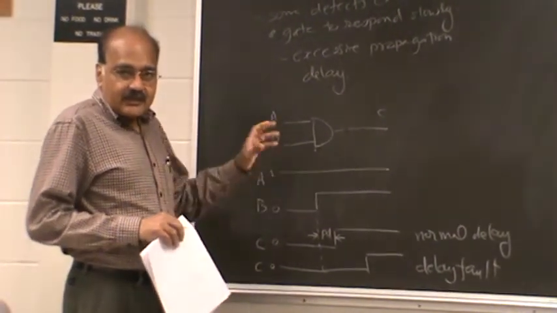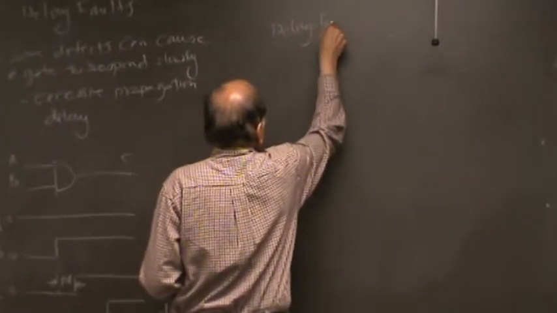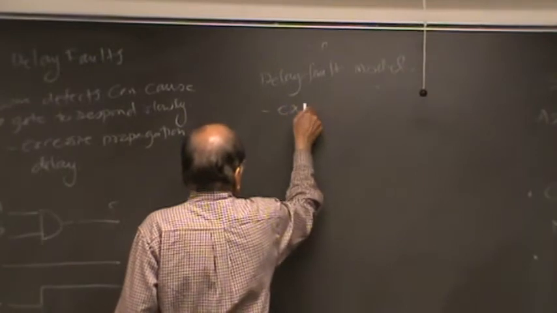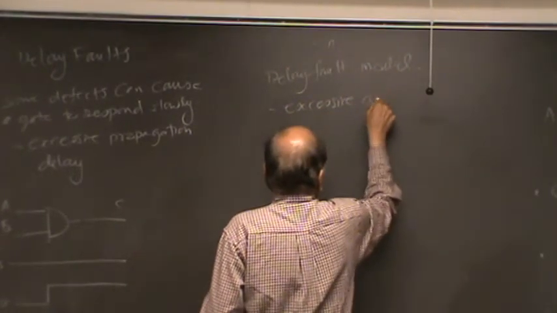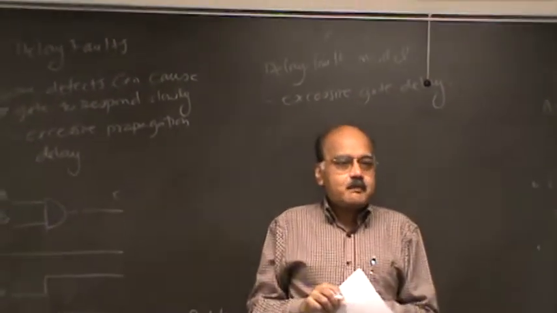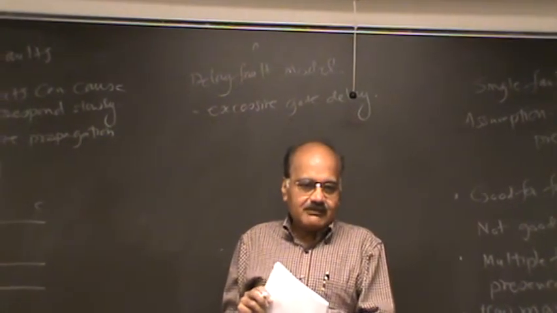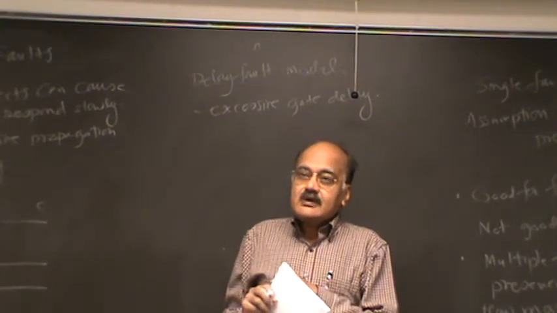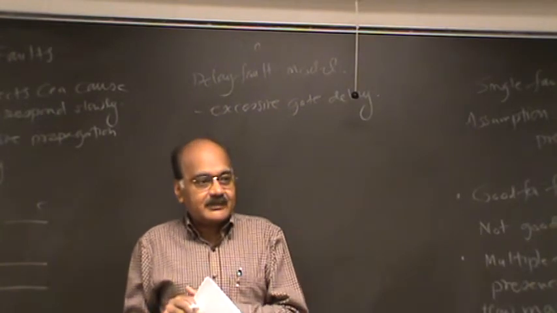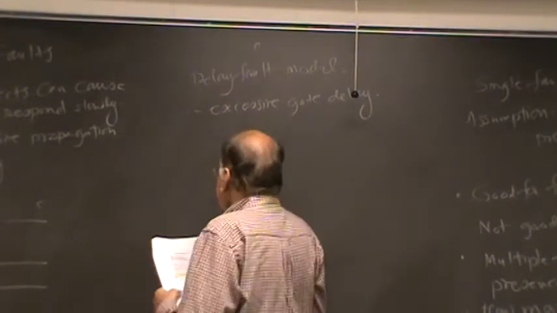People have come up with different types of models, but one simple model can be that you can have excessive gate delay. Now sometimes people will consider not individual gates but all possible paths, which is a different type of model. But let's assume that in individual gates you can have more delay. Actually it is possible to have a rising edge affected by a delay fault, and the falling edge may not be affected. The reason is that the path to high and the path to low are different. But anyway, let's assume a simple model.